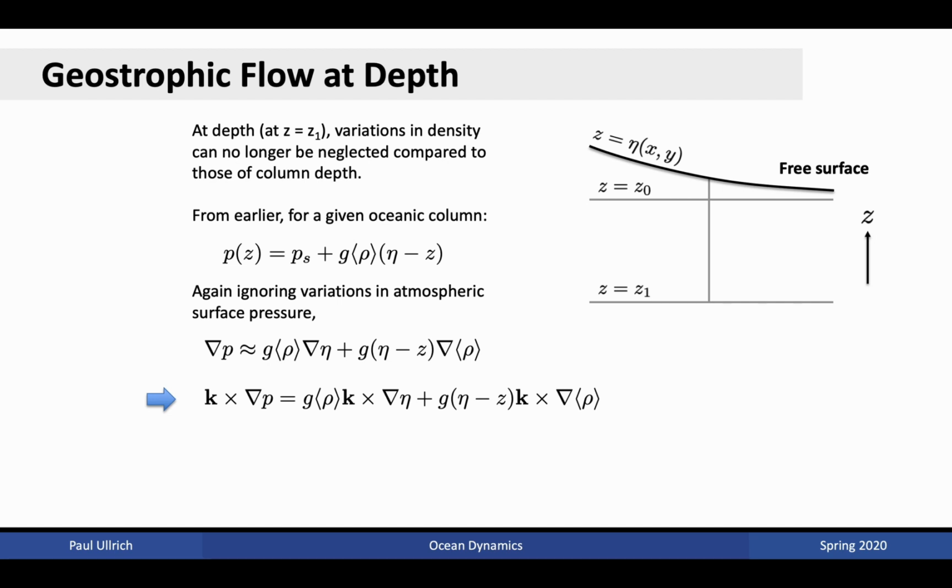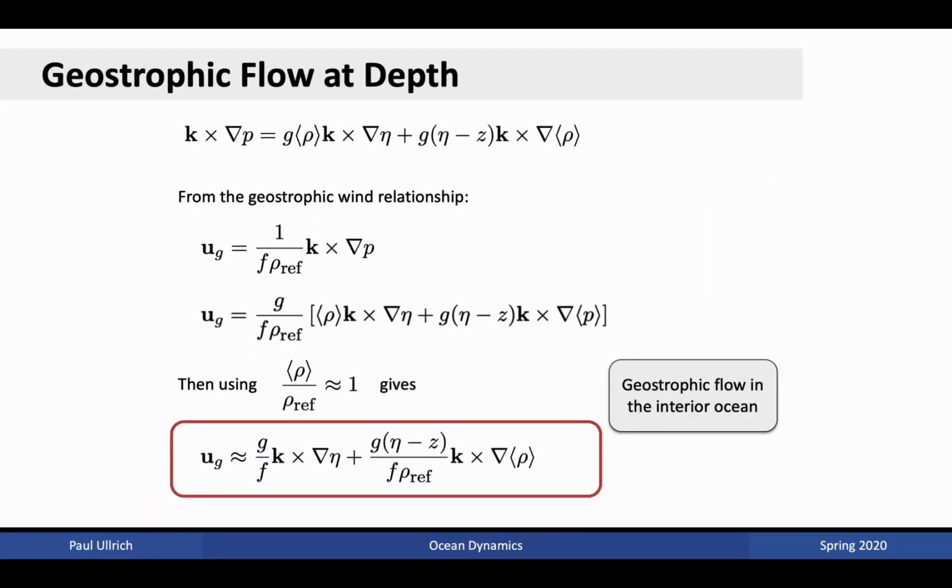In order to calculate the geostrophic flow velocity, we need to calculate K cross this gradient of pressure, which then applies basically the K cross to each of the gradient terms on the right-hand side. The flow velocity then emerges naturally. Namely, if we take that K cross gradient P term and divide by f rho reference, we then get the geostrophic flow velocity vector. A simplification can be made by noting that the mean layer density is approximately equal to the reference density. This allows us to simplify this expression somewhat and gives us the final expression shown here at the bottom.